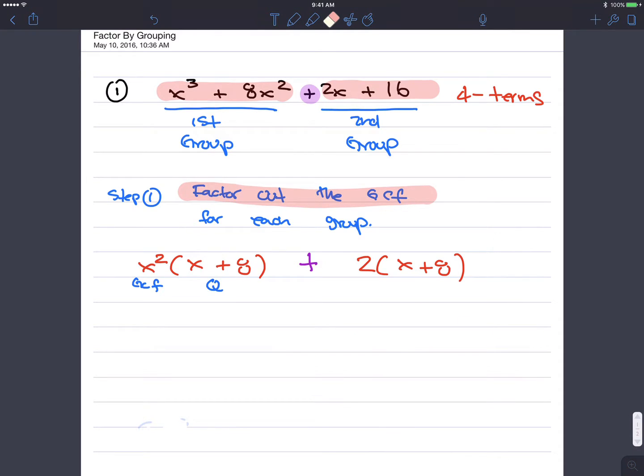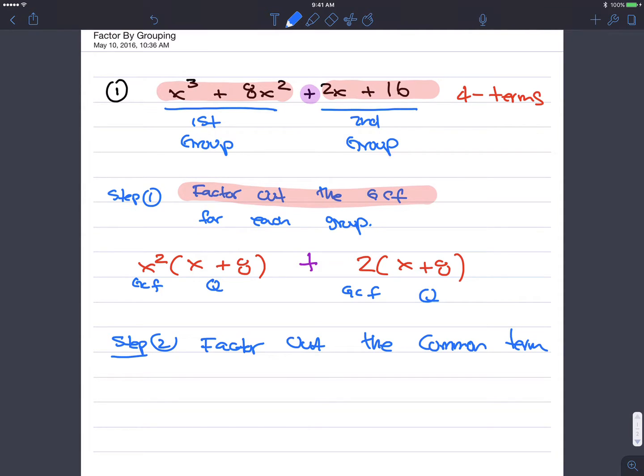But that's the quotient work. Now remember, greatest common factor, quotient. So if you know how to do this, you're almost done. Now here's what I'm going to say to you for step 2. Step 2, you're going to factor out the common term. Okay? Factor out the common term for what you just did right here.